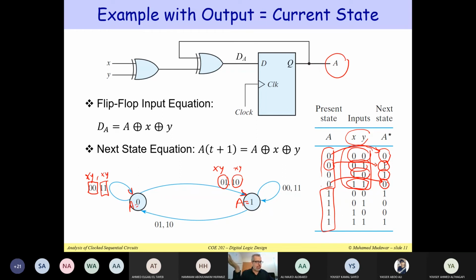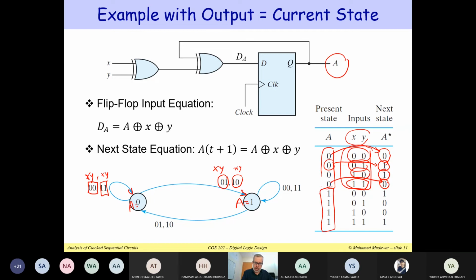You see how easy? It's very simple. So we're actually taking the information that exists in the state table and we are copying it into the state diagram. But we are doing it graphically. So the state diagram is more like a graphical representation of the state table.